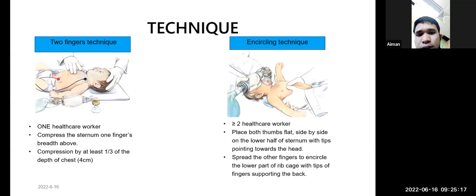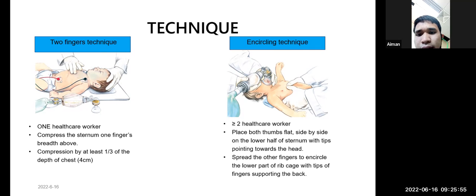There are two techniques when we want to perform CPR in infants: the two-finger technique and the encircling technique. We use the two-finger technique when there is only one healthcare worker. We use two fingers and compress the sternum. The landmark is one finger breadth below the intermammary line, or just below the nipple on the sternum. Then we compress at a depth of 4 centimeters.